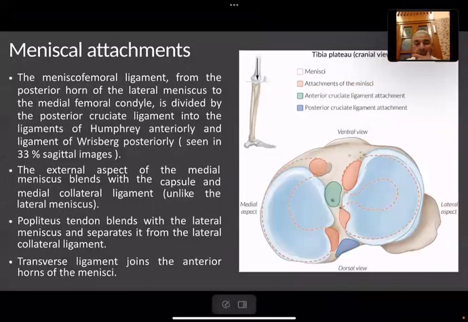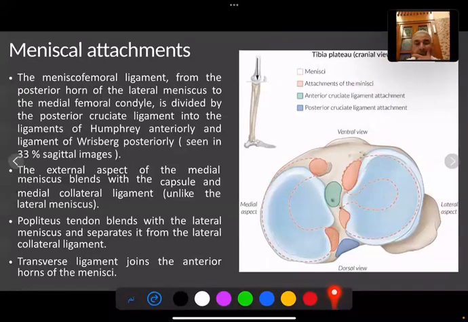Meniscal attachment. The menisci are attached to the intercondylar notch and to each other by the transverse ligament, and the lateral meniscus is attached to the medial condyle by the meniscofemoral ligament. This is a diagram showing the attachment of the menisci. This is the ventral surface of the diagram, and this is the dorsal. This is the medial aspect, and this is the lateral aspect. This is the upper tibial plateau.